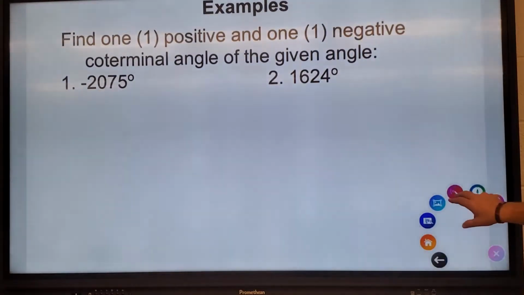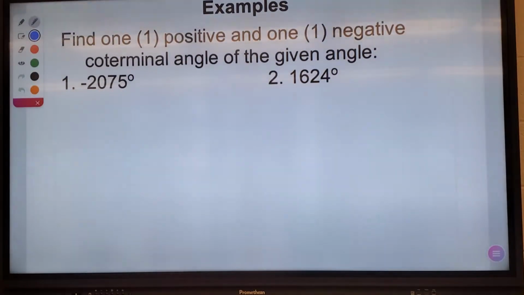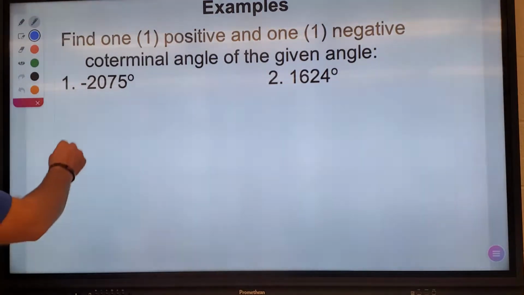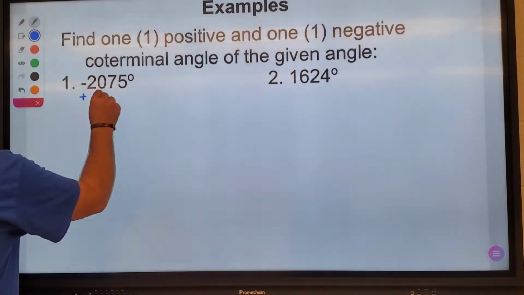So examples. Okay? Again, 2 pages here. I'm going to give you 2 that are in radians, and then 2 that are in degrees. Okay, and we're just going to work them out. All right. So again, I'm just going to start just like we did with the standard position, and I'm just going to start adding, because this is a large enough negative number that I'm just going to add 360 degrees. So I'm going to add 360.